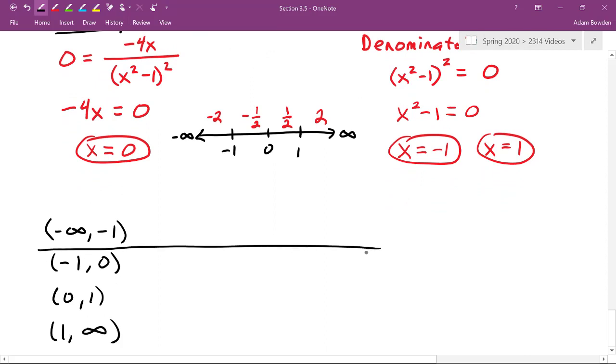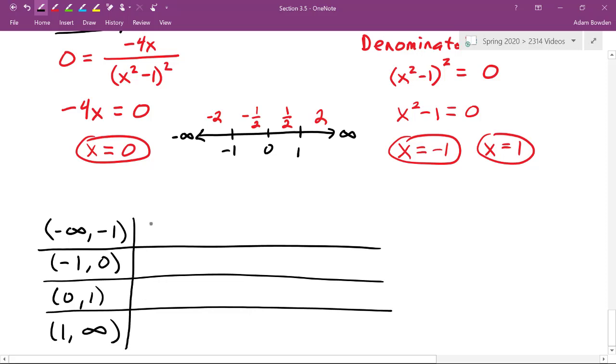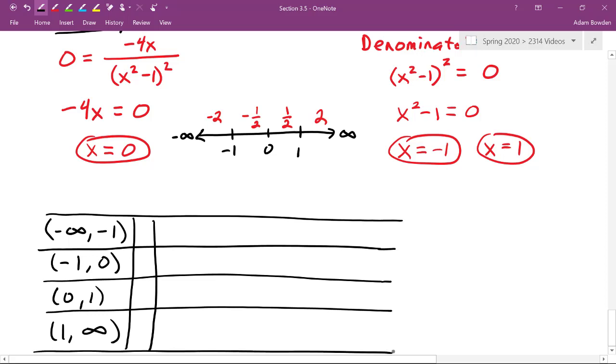So we'll have to list them all out here, along with our test values and all that stuff. Okay, so let's see, got our test values. We'll be plugging these in like we've had so far for the first derivative. So again, our first derivative being negative 4x divided by x squared minus 1 all squared.